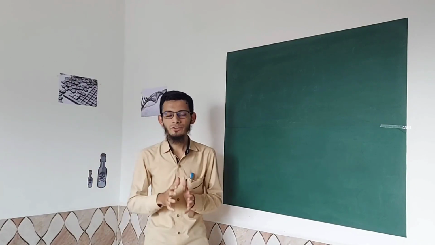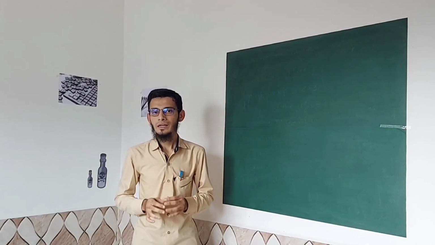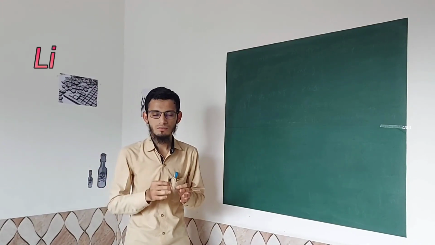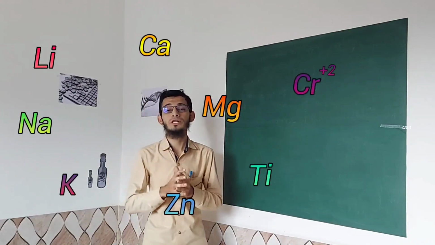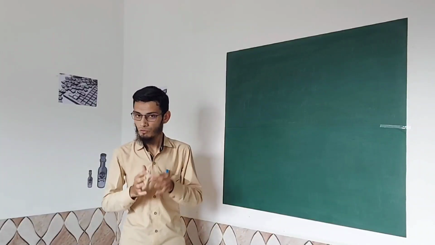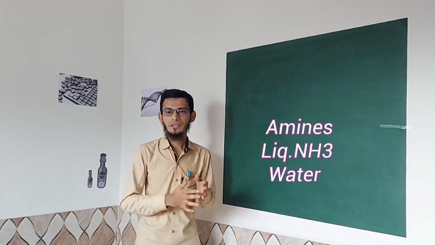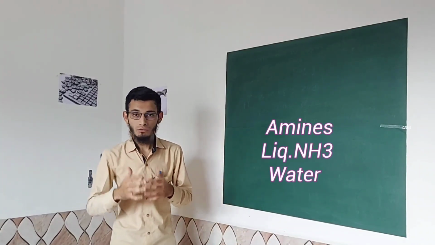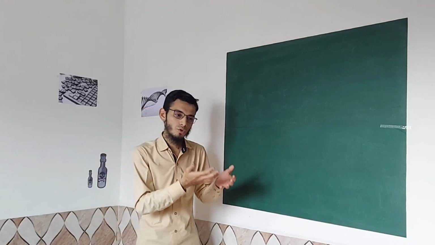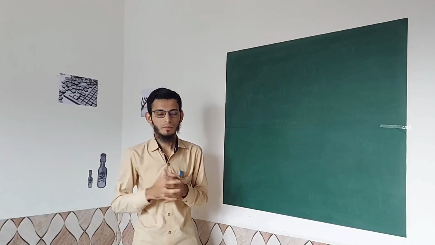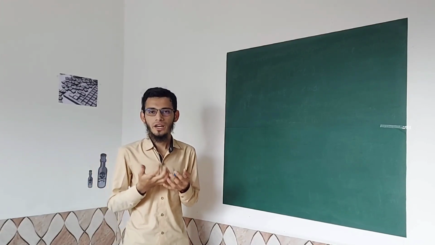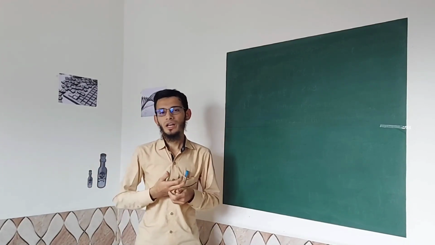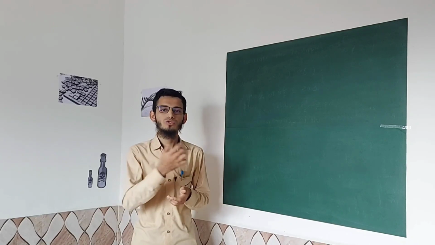Okay, I have already told you that we use metals like lithium, sodium, potassium, zinc, magnesium, calcium, titanium, chromium plus 2 and samarium plus 2. We use solvents like amines, liquid ammonia and water for what? For the dissolving of metal. Okay, but what about the substrate? We require a substrate for the reduction. Okay, we use organic compounds to reduce by using this process.